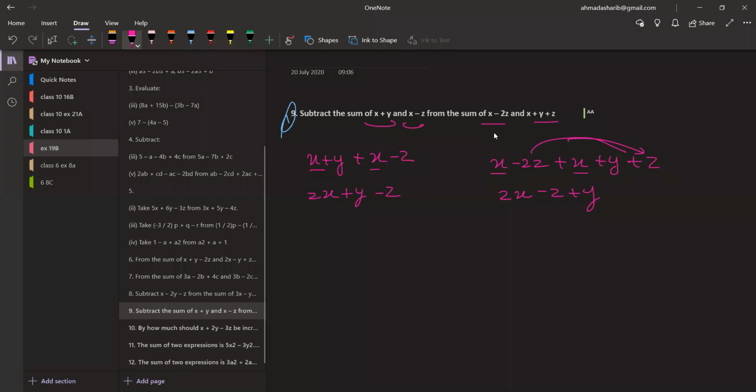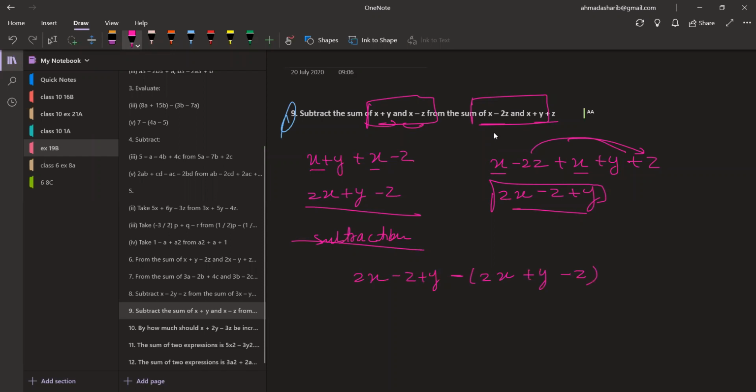Now the question is saying subtract the sum of this and this from this and this. तो from के बाद वाला ये है, तो ये पहले लिखा जाएगा in subtraction. So you will write 2x minus z plus y minus this 2x plus y minus z. So write 2x minus z plus y minus 2x minus y plus z. 2x minus 2x, minus z plus z, y minus y. Your answer is 0.